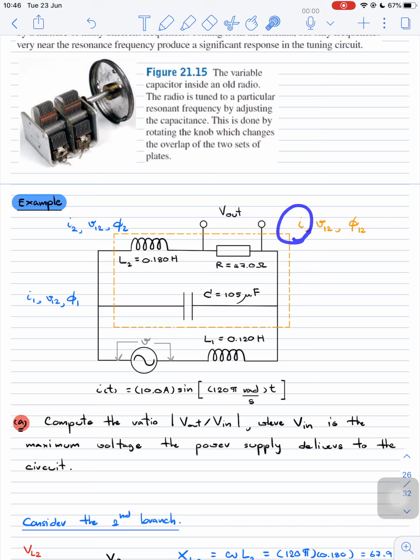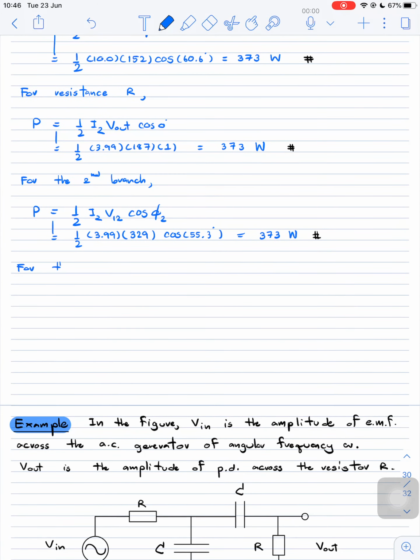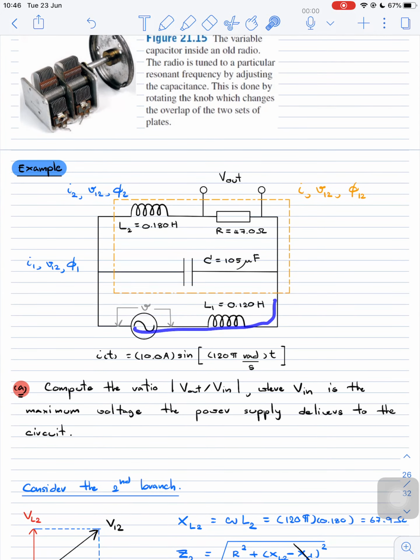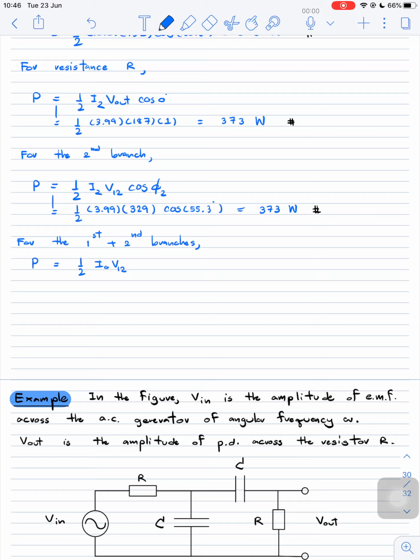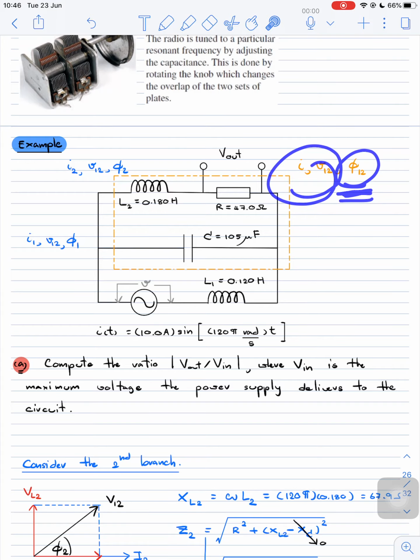So now you need to use the I for the whole circuit here, the V12, and the phase difference between this I and this V. So we can get that P equals 1/2, and for the whole circuit the current is I naught, because the current will pass through this whole group, so the current must be the same. So I naught, and the voltage is just V12, times the cosine of phi12, because the phase difference between these two is just phi12 here as well.